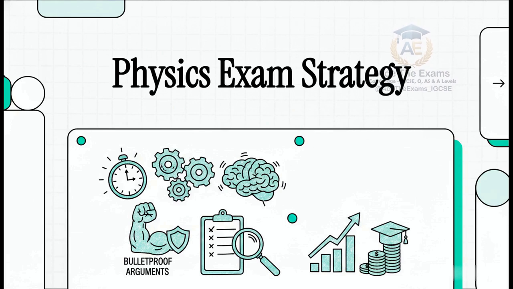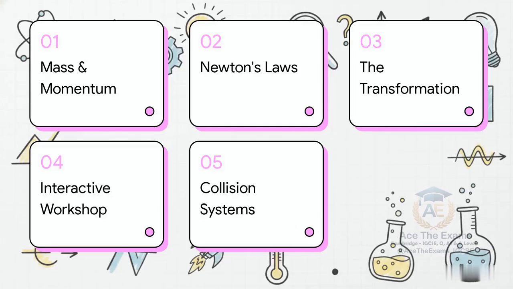Because, let's be honest, Cambridge isn't just testing what you know, they're testing how you think and how effectively you can communicate that process under serious pressure. So here is our roadmap for today. First up, mass and momentum. Second, Newton's laws. Third, we do the transformation. Fourth, a quick interactive workshop. And finally, we'll lock down collision systems. Let's get to it. Act 1.